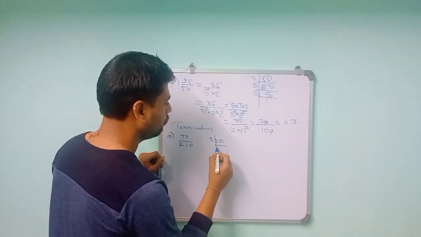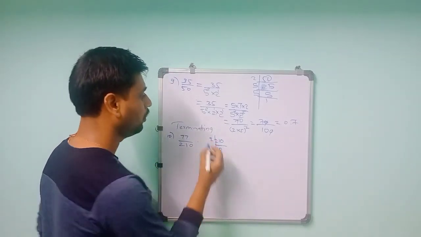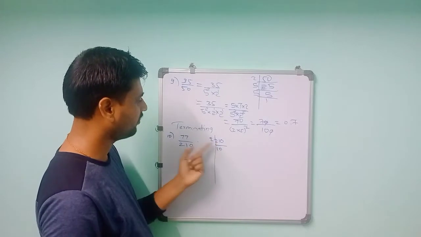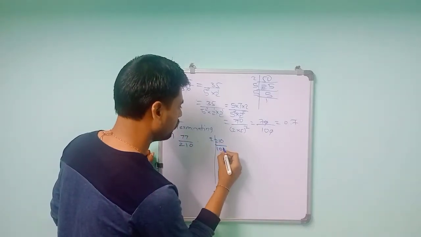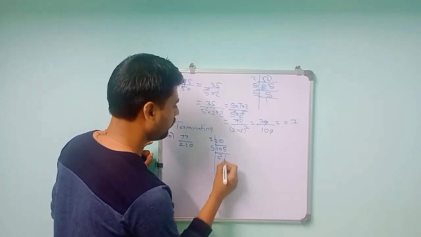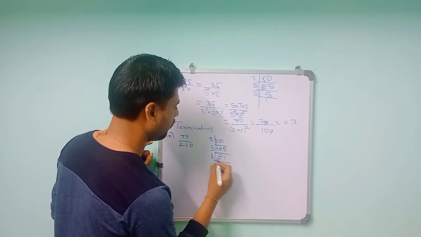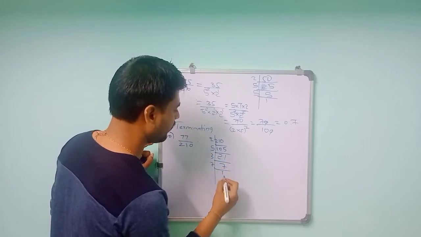So 2 2s are 0, because 1 is there, so 1 is lesser than 2. So in division, if the remainder is lesser than the divisor, then you have to take 0. Then 2 5s are 10. Then 5 is there, so you have to take 5. 5 2s are 10, and 5 1s are 5. Then you can take 3. 3 7s are 21. 7 is a prime number, so take 7 only.